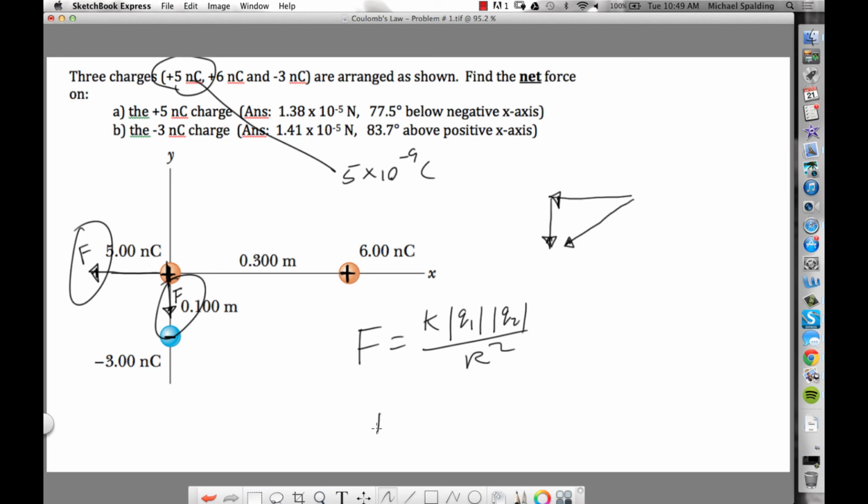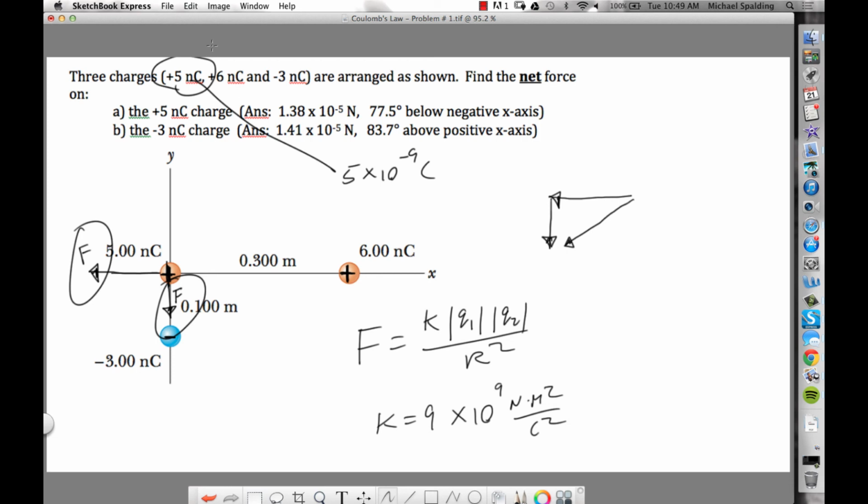K is 9 times 10 to the 9th newton meter squared over coulomb squared. Okay, real quick, because I'm going to let you guys try this. I'm pretty much done for the day, but let me just explain why B is a little trickier.